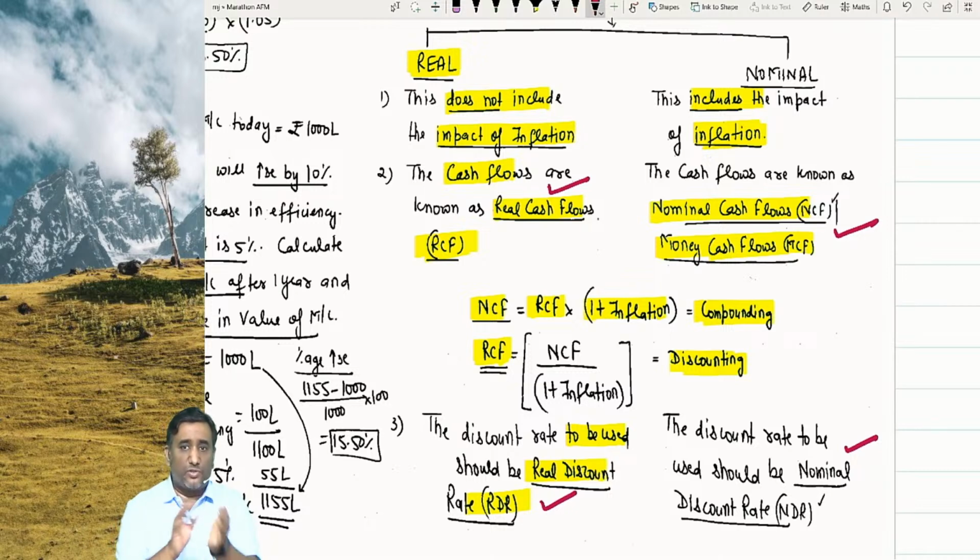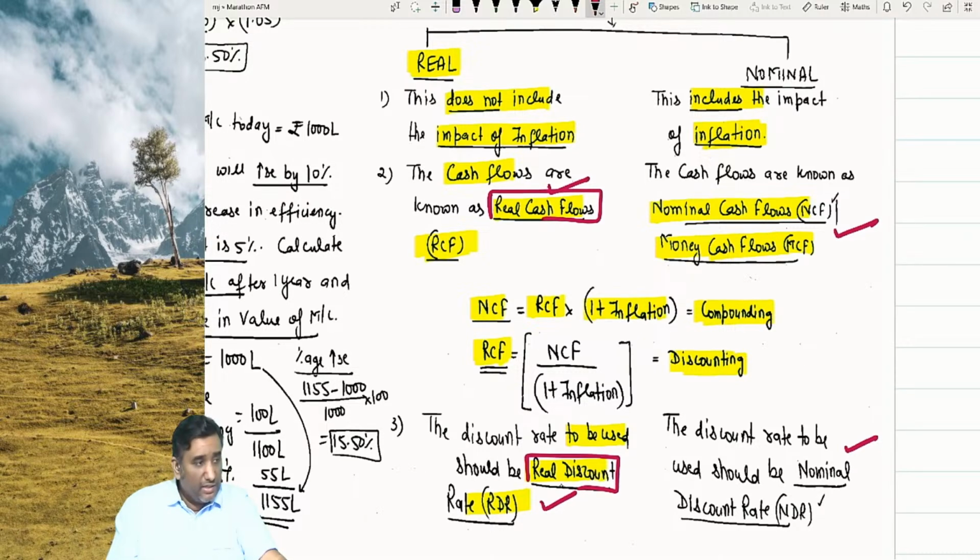If it does not mention, then you assume what? Opposite side, so that you show your working. So the objective is: cash flow should be real, discount rate should be what? Real. If the cash flows are in nominal money terms, the discount rate should be in nominal money terms.